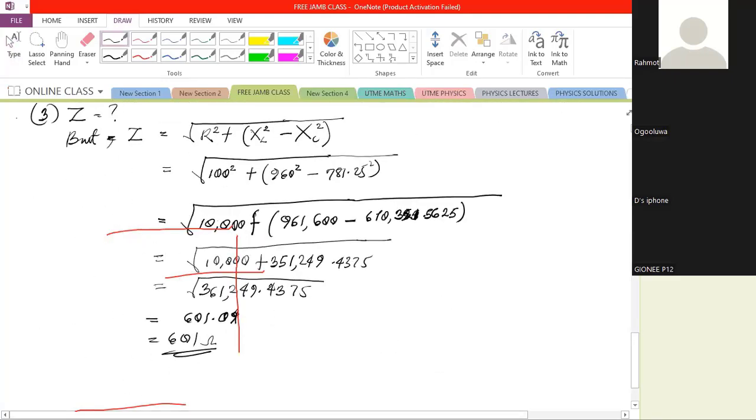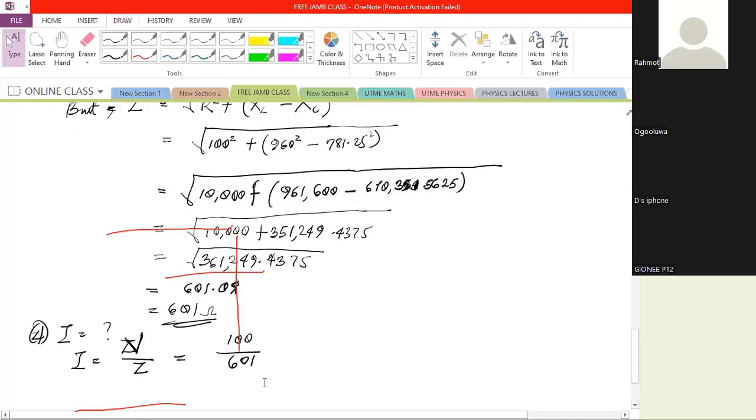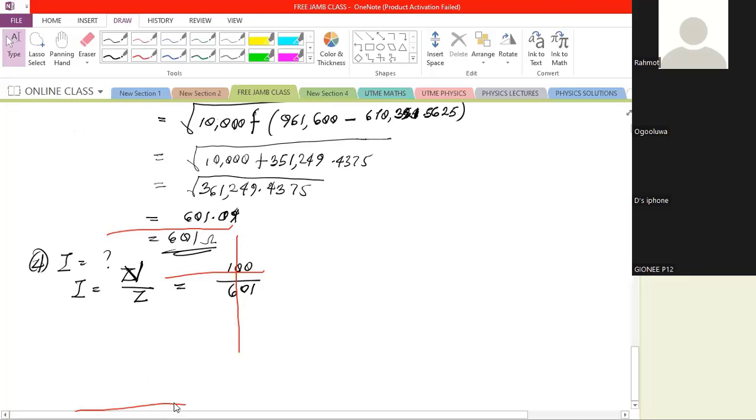Now the fourth question is to find the current in the circuit. So our current here, that will be what? Current is unknown. The current now will be V over Z. Our V is 100 volts over 601. Now let's go there to see the division.